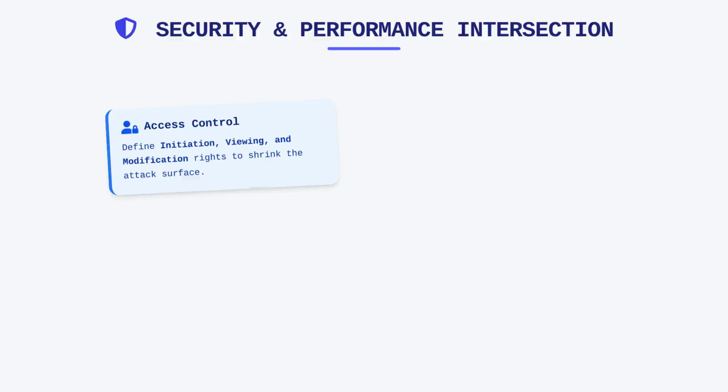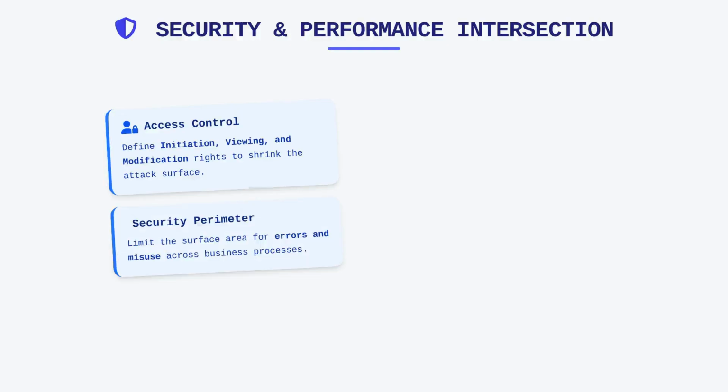The intersection of security and performance is not just about permissions and memory. It is about the entire lifecycle management of your business processes. By carefully defining who can initiate, view, and modify process models, you create a robust security perimeter that limits the surface area for errors or misuse.